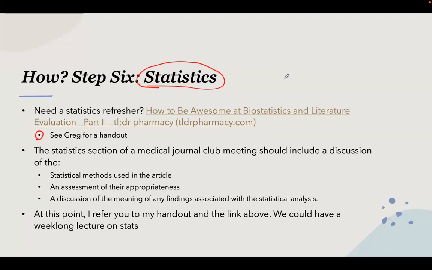So the statistics section of a medical journal club, what is it? What are we talking about? This is going to be the discussion of the statistical methods used in the article. And were they appropriate, right? We want to talk about appropriateness. We always want to do that. Then discussion of the meaning of any findings associated with statistical analysis. Now, you might see that it's not statistically significant, but there may be some clinical relevance. In that case, you've got to start weighing risk and benefit and go from there.